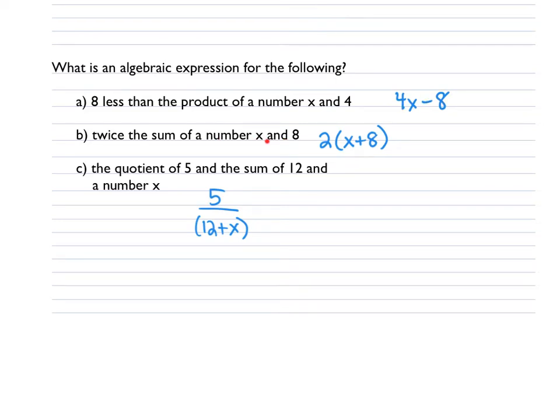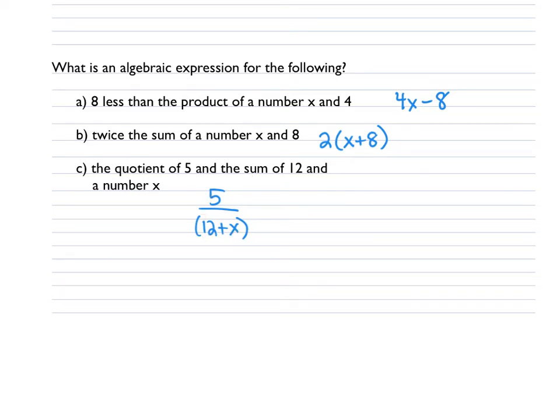Twice the sum of x plus 8. So we have x plus 8, that's the sum. And then we have twice that, so it's 2 times that, and we need to put that in parentheses. And then the quotient of 5. So that quotient, that means 5 goes on top, and the sum of 12 and x go on the bottom.